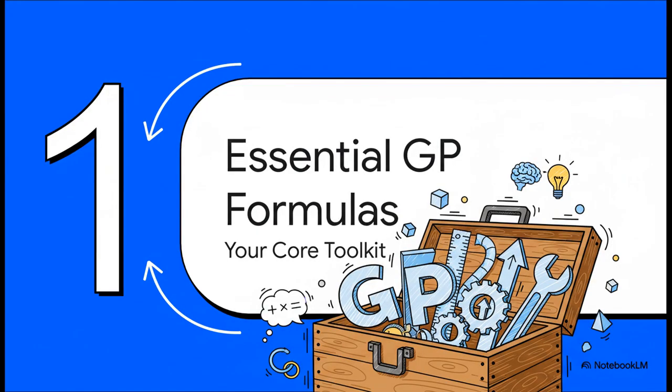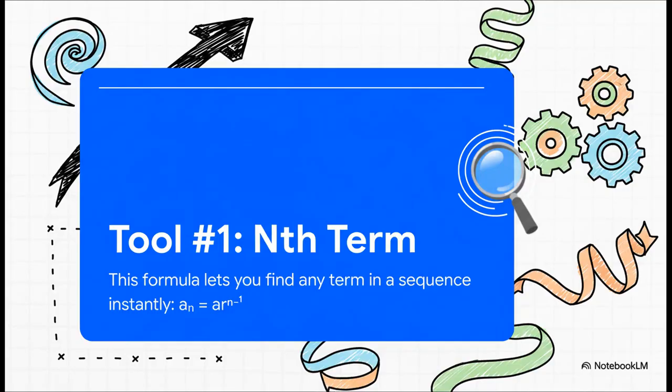So, now that we get the idea behind it all, let's get to the how. It's time to open up our toolkit and grab the two most powerful formulas you're going to use for pretty much any GP problem that comes your way. Here it is, your first essential tool, the nth term formula.